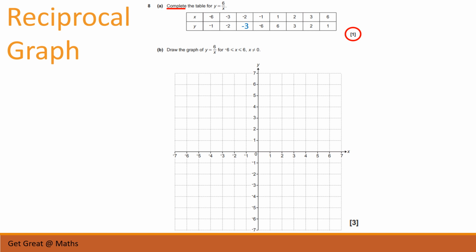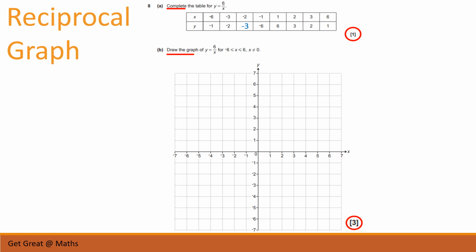The next part of the question, we've got to draw the graph. The equation we've just worked out the values for, we've now got to draw that graph, and that is worth 3 marks. Press pause, draw out the graph and see if you can work out what the axis is going to look like, and then press play when you're ready to hear the answer.